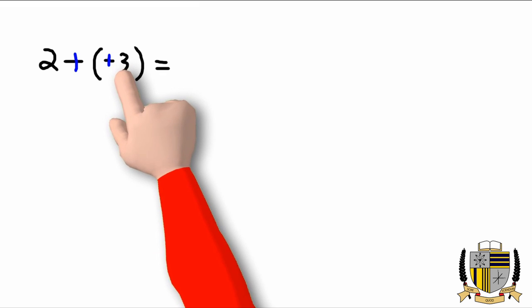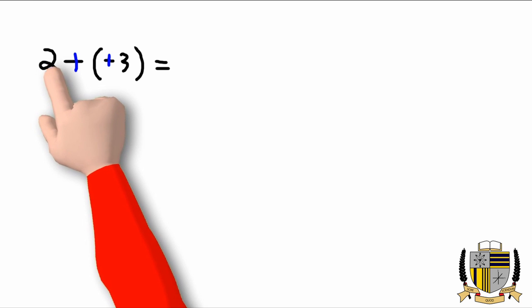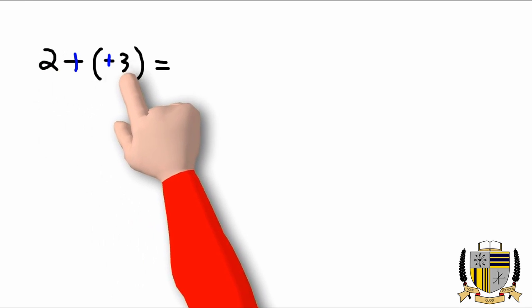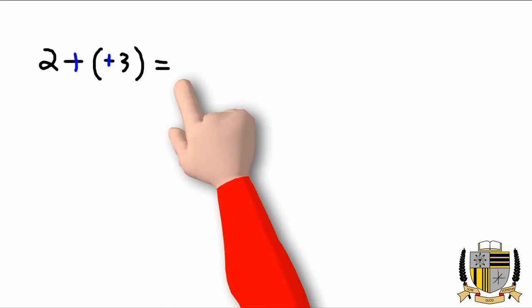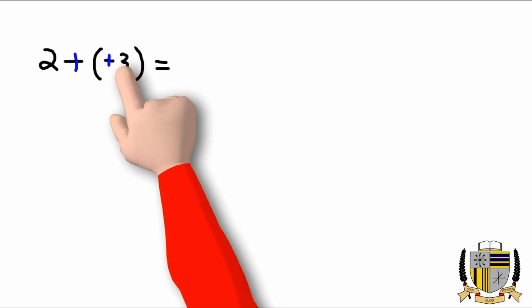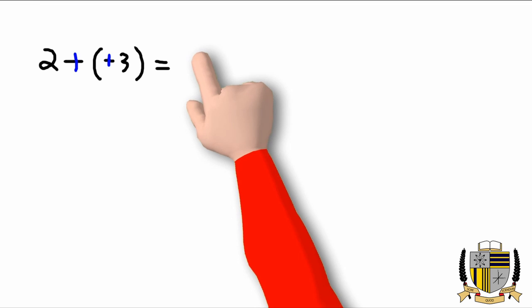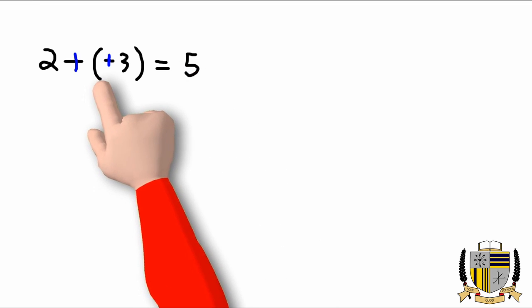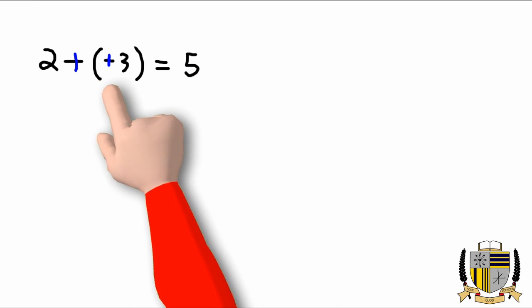And now we apply the addition rules. In this case, we have an addition rule of same signs because this is positive and this is positive. And remember the rule in addition? When the signs are the same, your answer is going to be the same sign as the two numbers you're adding, and then you just add regularly, and that is 5.